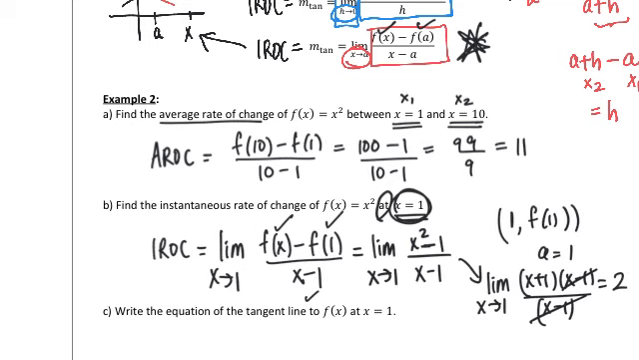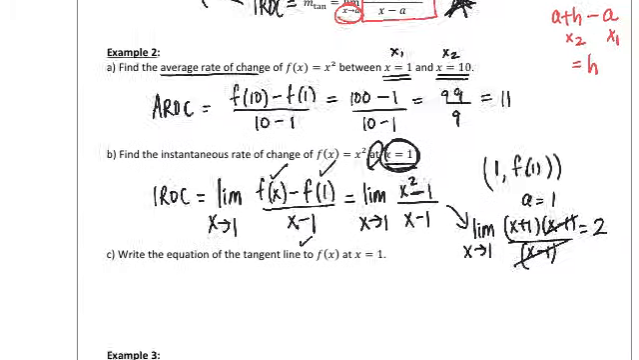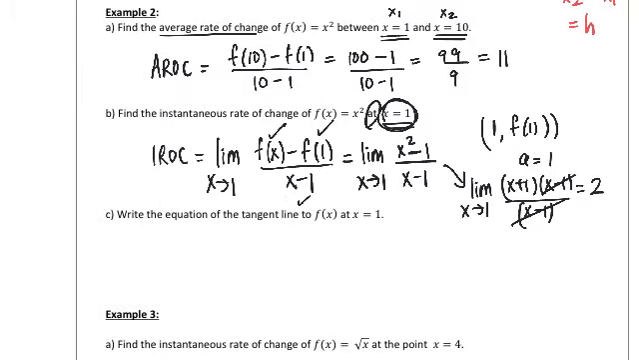Okay? All right, now this next part C is super important. One of the main things we're going to be doing in this unit, actually throughout the course, is writing the equation of the tangent line, right? We know that the tangent line slope represents the instantaneous rate of change.